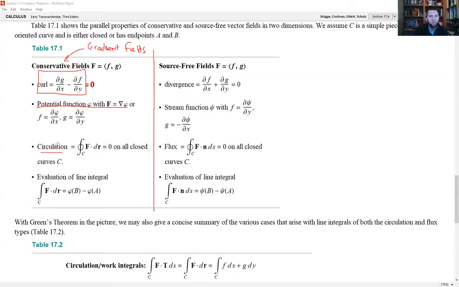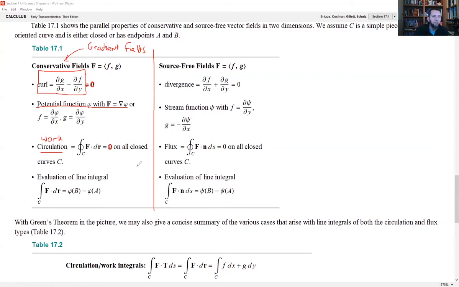Let's talk about circulation. Remember, circulation is the work to go around a closed path. And so the circulation would be the work to go around the closed path. And since it's a conservative field, there would be no work done.